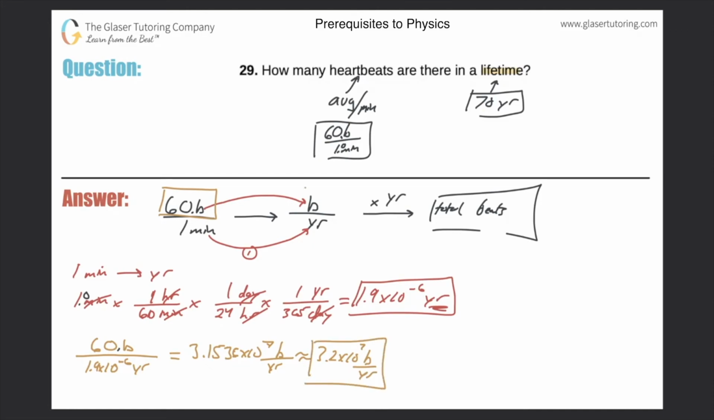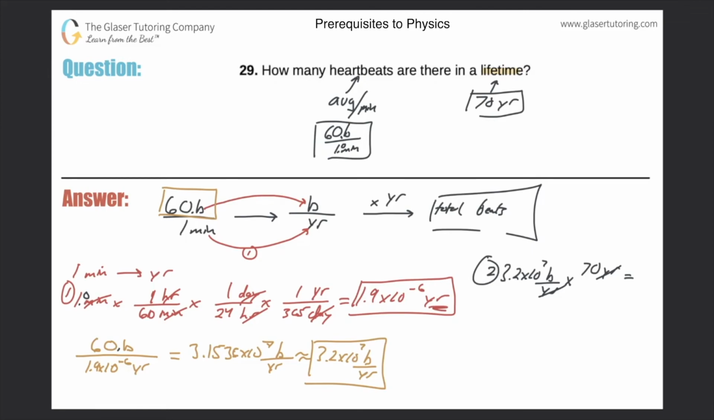So that got me to this value. Now if I know the beats per year, I can just multiply it by the number of years, and that'll get me the total beats. So let's do that step. This was essentially part 1 that I just did. Now let's look at part 2. I'll write it over here. So let's take our 3.2 times 10 to the 7 beats per year and multiply that by 70 years. If we notice, the years are going to cancel, leaving me with the total number of beats, and that's exactly what I want.